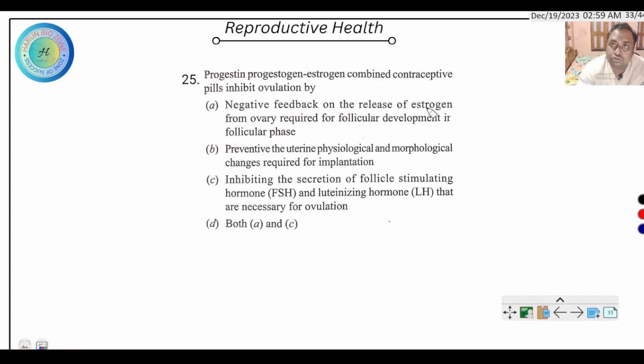The Graafian follicle is produced by follicle stimulating hormone, and the mature or secondary Graafian follicle produces estrogen hormone that maintains the endometrium. Preventing the uterine physiological and morphological changes required for implantation. Okay, this is ovulation inhibited by inhibiting the secretion of follicular stimulating hormone and luteinizing hormone that are necessary for ovulation. Okay, this is the right answer.